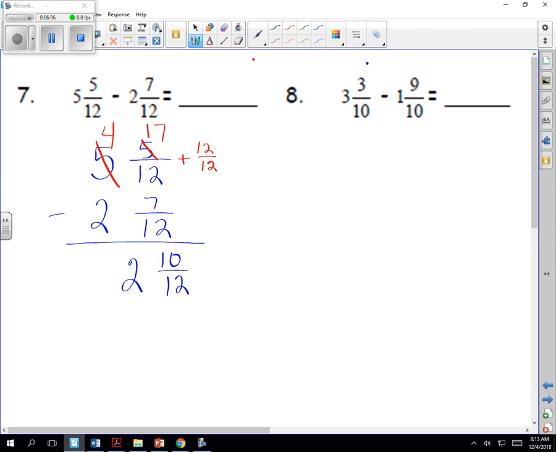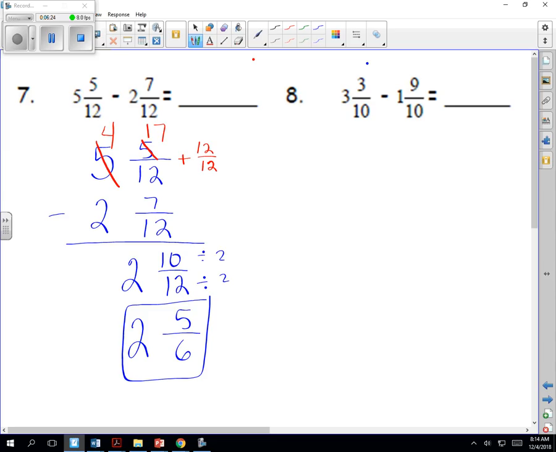But why are we not finished with this problem? Right, we can reduce the 10 and the 12. So the 2 stays the same. 10 and 12 both have a common factor of 2. So we're going to divide top and bottom by 2. And that leaves us with 5 sixths.